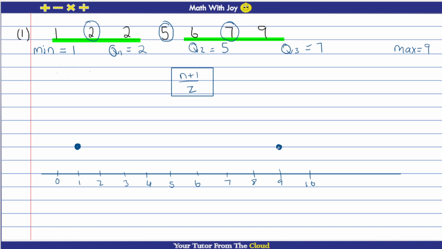I'm going to do the same thing for the maximum here. And then I'm going to plot my middle numbers. Q1 is at 2. I draw like this. I use this line and that line. And then Q2, which is 5, I use the 2 lines as well. And then Q3, which is 7. Put it there. And then you use the middle numbers to draw your box. Like that. And then you use the maximum and minimum values to draw in your whiskers.